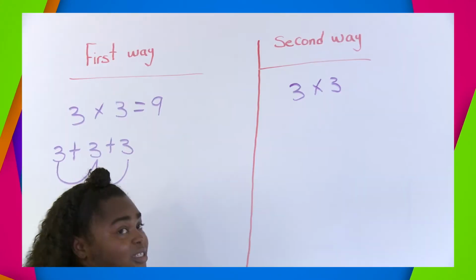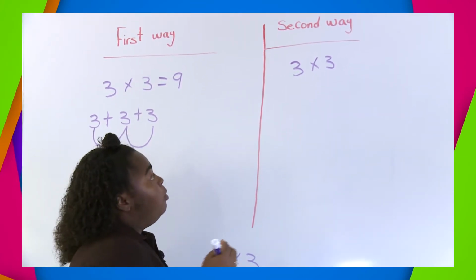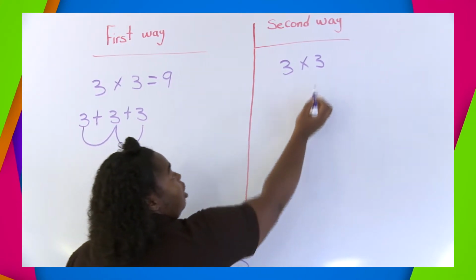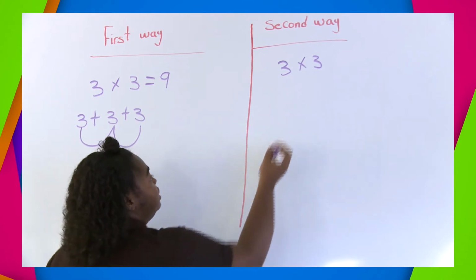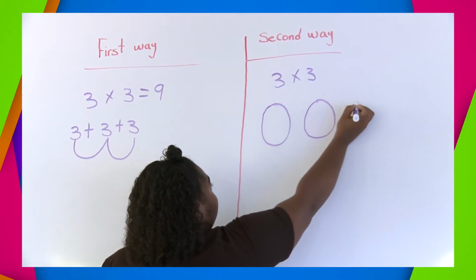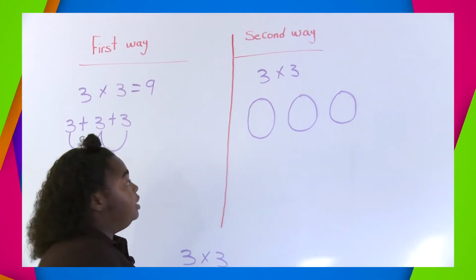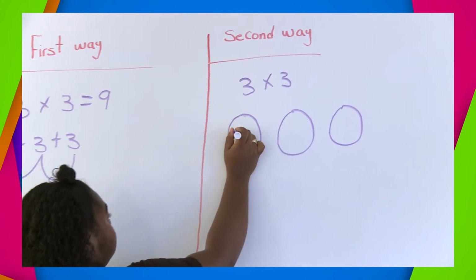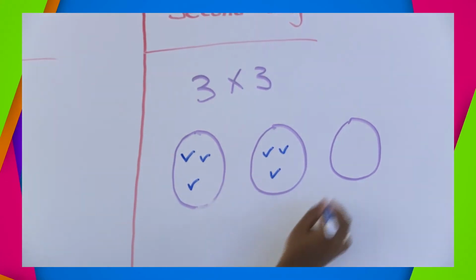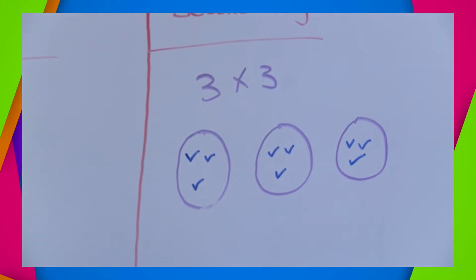Now we need sets to show us because we need to multiply or add 1 by 1. So we have 3, the number that we're working with, and how many sets do we need? We need 3 sets. So I'm going to draw 3 sets here. And in each set, how many do I need? 3. So I'm going to put 3 check marks. 1, 2, 3. 1, 2, 3. 1, 2, 3.